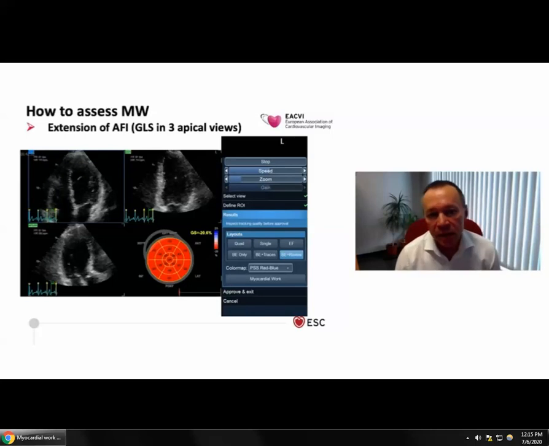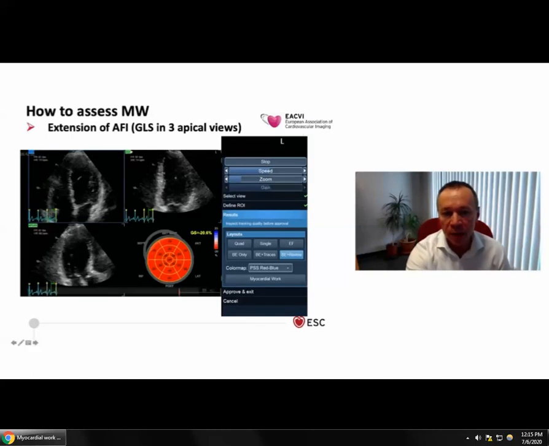So we have seen that there is a lot of work and solid pathophysiological basis behind non-invasive assessment of myocardial work. So how to do it practically? Currently, there is only one GE EchoPAC that enables myocardial work assessment. The myocardial work module is an extension of automated function imaging, which is the tool that we use to assess global longitudinal strain in three apical views. So again, you see immediately that to assess myocardial work, you need three apical views, similar to global longitudinal strain.